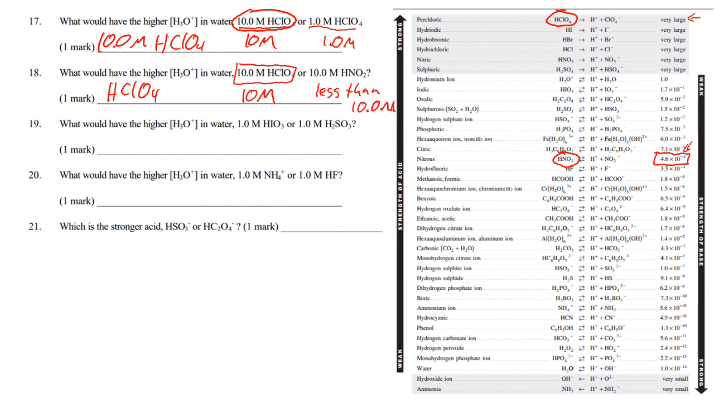Okay. Number 19, which would have a higher concentration, HIO3 or H2SO3? So here's HIO3 right here. Okay, we're going to look up H2SO3, sulfurous acid. Sulfurous acid is a weird acid because it actually doesn't form these bonds of H2SO3. It's just SO2 that's kind of living in water and is acidic by nature. And that's why they write this actually right here.